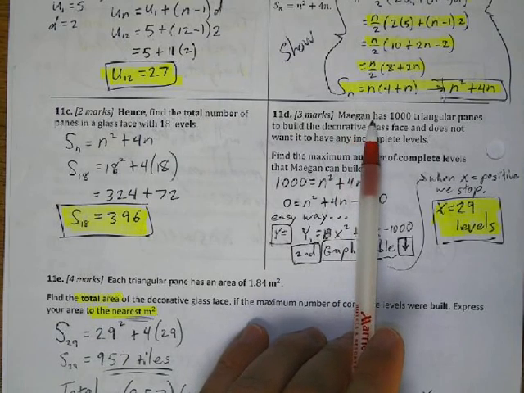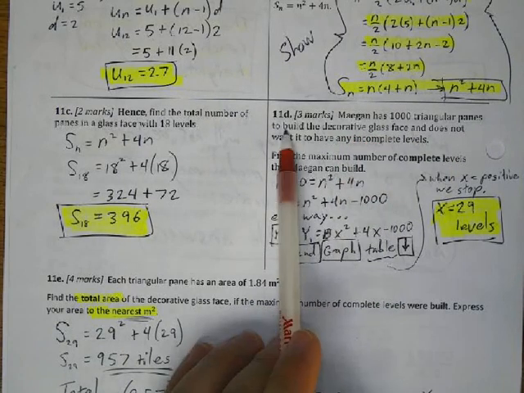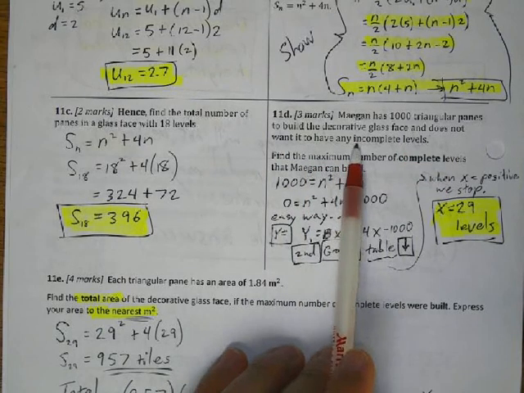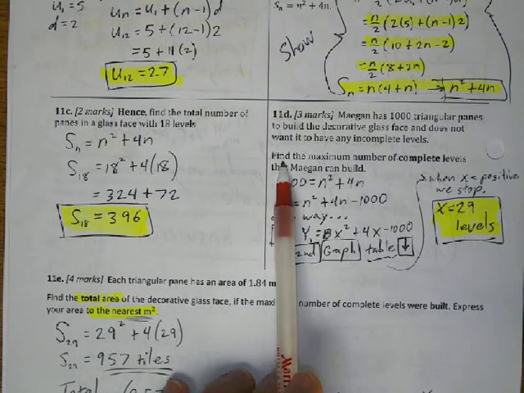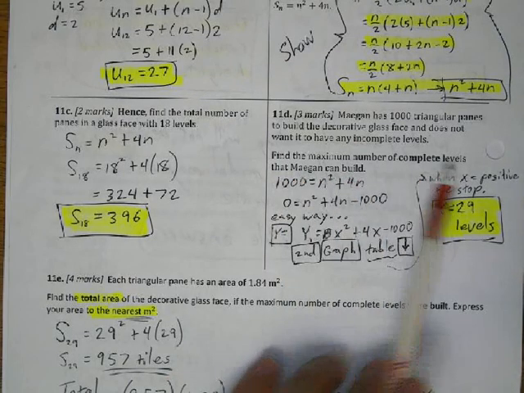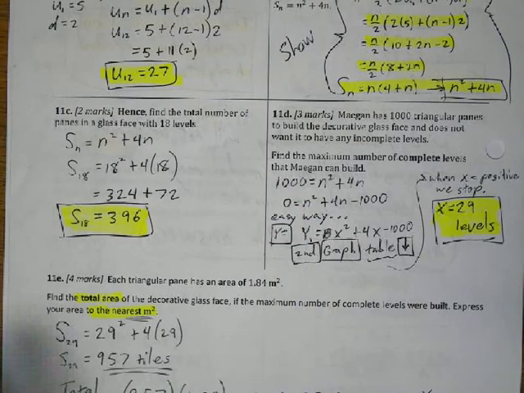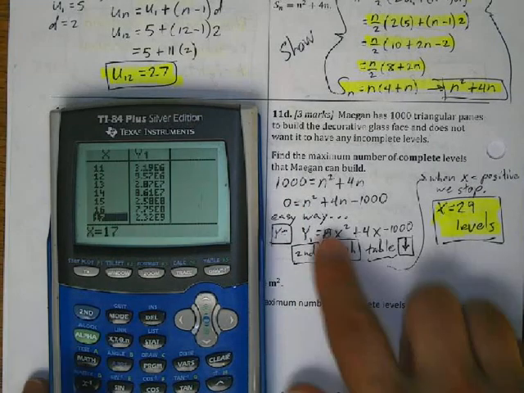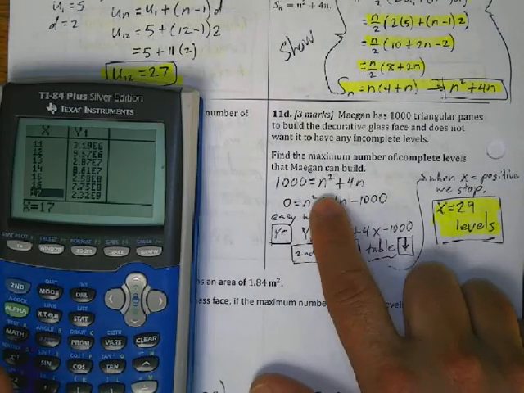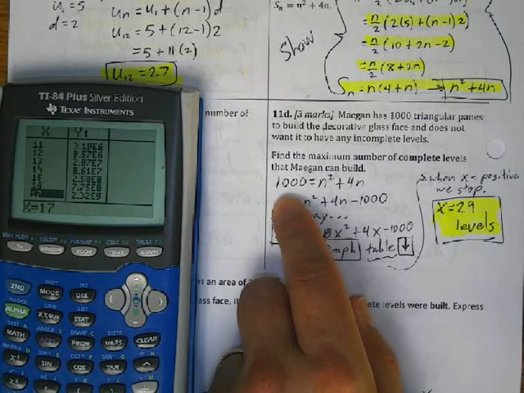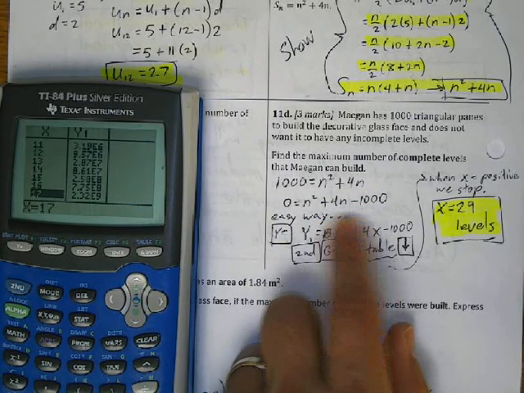Megan has 1,000 triangular panes to build with glass and does not want to have any incomplete levels. Find the maximum number of complete levels that she can build. Okay, so she's got 1,000 panes of glass. We've got this formula to figure out the sum of all the panes of glass, and she's only got 1,000 panes. So if I subtract 1,000 on both sides, we've got this equation.